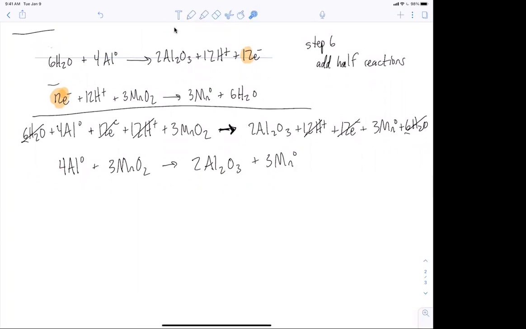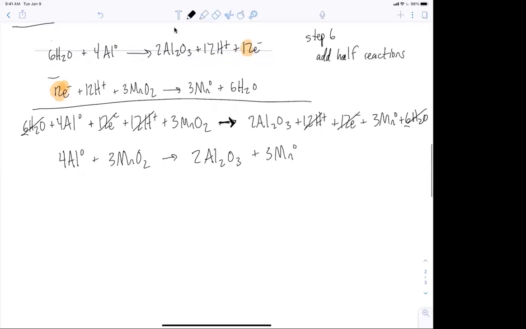And so that is more or less how you balance a redox equation. I'll show you one more. I hate these things are so long. But I want to show you one more example where things don't cancel out quite as cleanly.